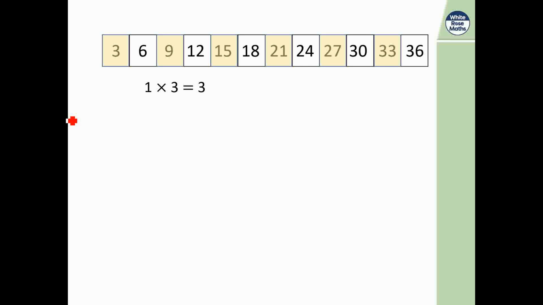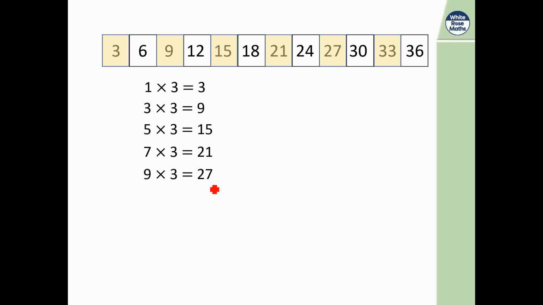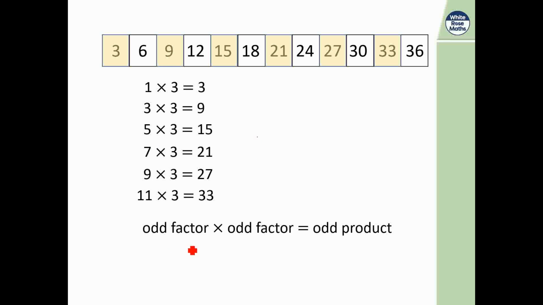So it says 1 times 3 equals 3, yeah? 3 times 3 equals 9. 5 times 3 equals 15. These are all odd numbers, they're not even, and they're also multiplied by odd numbers. 7 times 3 equals 21. 9 times 3 equals 27. 11 times 3 equals 33, and they're always skipping 1 because remember they're multiplied by odd numbers. So 2 is missing, 4 is missing, 6, and here 8, and here 10. Okay. Odd factor times odd factor equals odd product. Basically, they're saying an odd number times an odd number equals an odd number, not an even number. Okay?